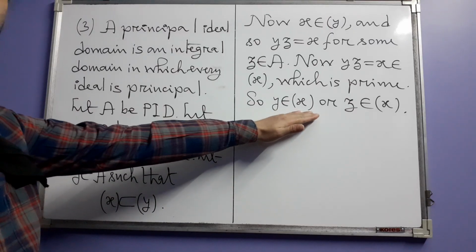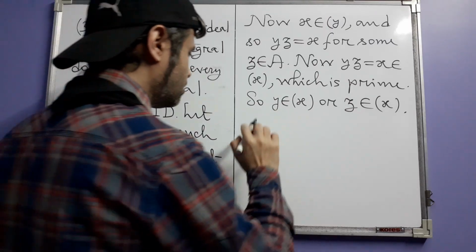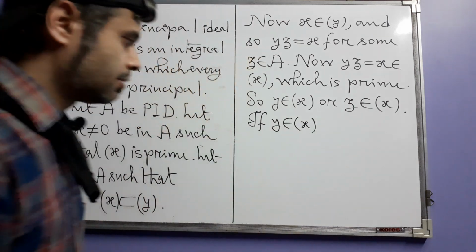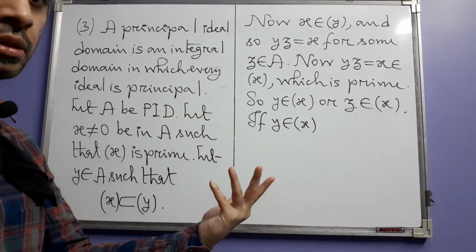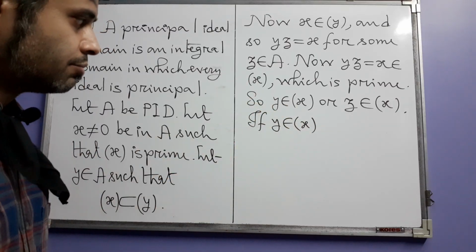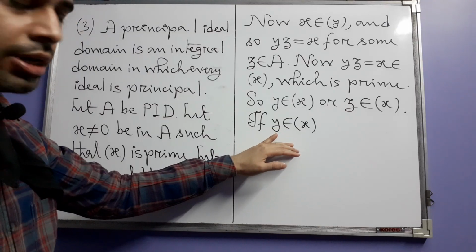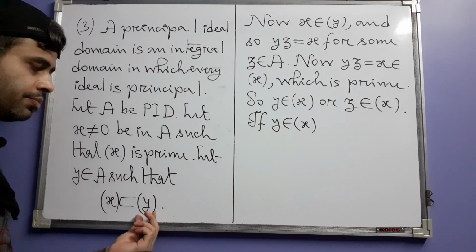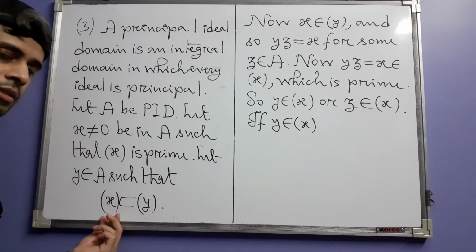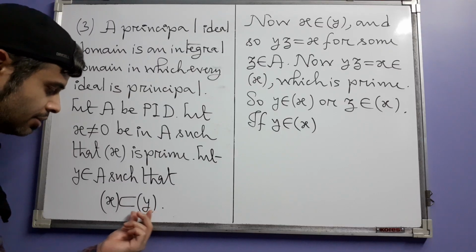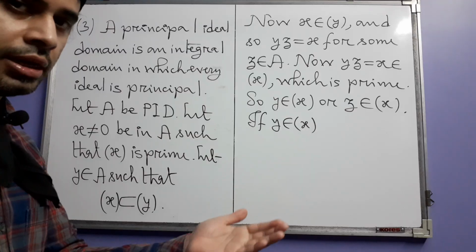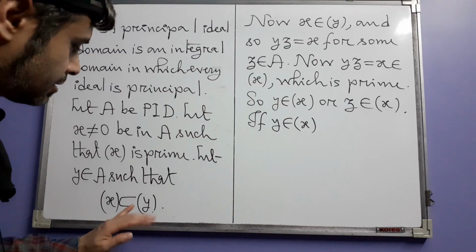But actually we cannot have this. Let's see why. If y belongs to x, then every multiple of y by ring elements will also belong to x because x is an ideal. However, the set of all multiples of y is this ideal. So this ideal will then be a subset of this ideal. Is that possible? No, because it already contains this ideal properly. If the reverse containment is also true, they have to be equal. This, however, says that they are not equal.